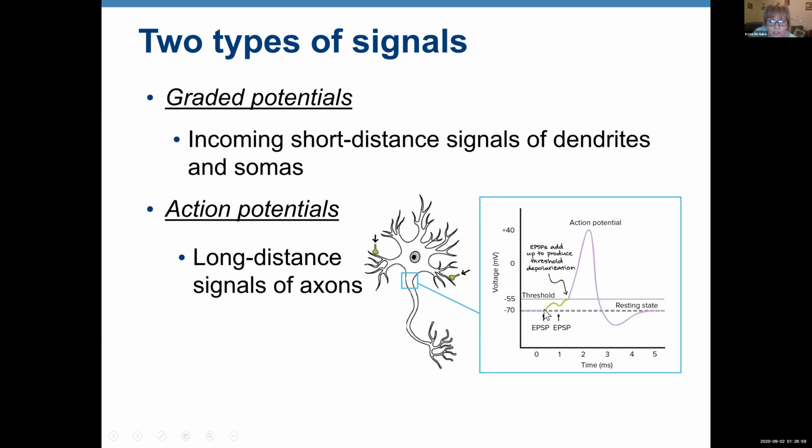Now, graded potential is shown over here in the green line, and graded potential actually happens in dendrites and soma. So see, we're moving towards zero, and if we're moving towards zero, this will be depolarization. Graded potentials are short distance signals of dendrites and somas. Now, what's shown over here in the purple line is how an action potential looks. And this is a long distance signal. If you're talking about neurons, that happens in axons. So two types of signals, short distance signals and long distance signals, and this is how they look on a graph.